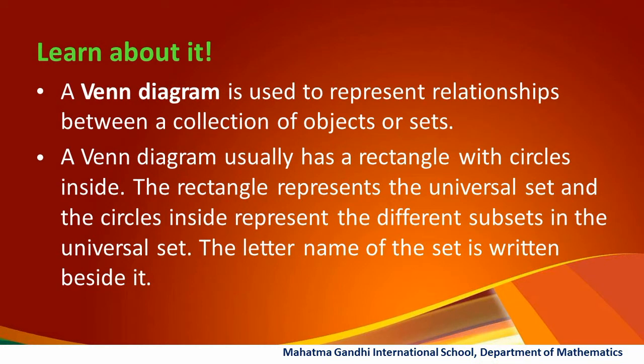Before going to the set operations, we need to have an idea about Venn diagrams. A Venn diagram is used to represent the relation between a collection of objects or sets. So Venn diagrams we studied in the lower classes. What is a Venn diagram? A Venn diagram usually has a rectangle with circles inside. The rectangle represents the universal set and the circles inside represent the different subsets in the universal set. The letter name of the set is written beside it.